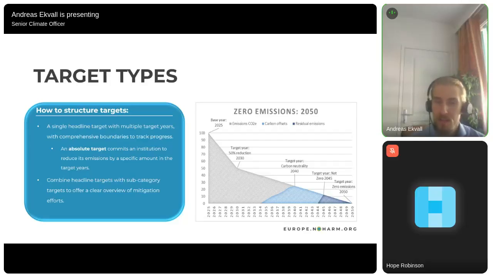This absolute reduction is always set relative to your historical base year. But this is only one type of target. In the guide, we cover 5 types of targets, such as intensity targets and supplier targets, or supplier engagement targets. My second recommendation is that you combine headline targets with detailed subcategory targets. This dual approach provides you with the clarity, or rather the overview, of your emission efforts. And it also provides you with the granular information about specific emission categories where you need to take action to reduce emissions.